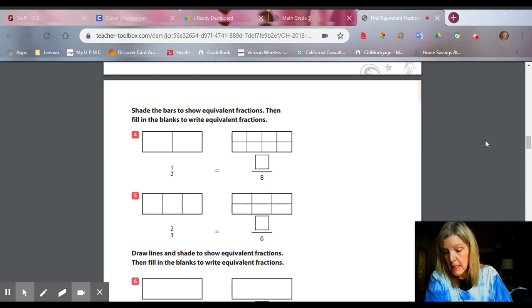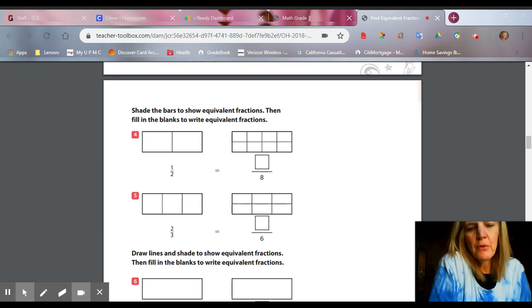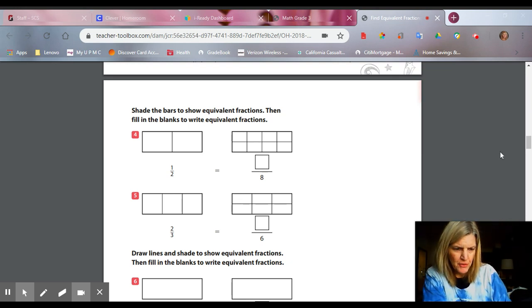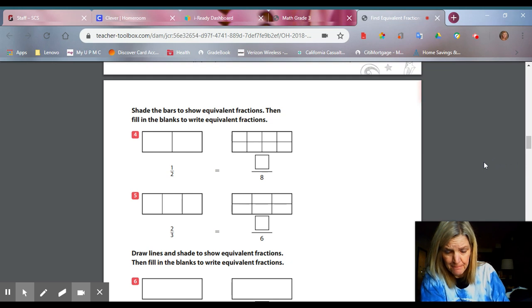All right, you're going to need colored pencils or a crayon or something that's easy to shade with for this page. On page 188, we're going to be shading the bars to show equivalent fractions and then filling in the blanks to write the equivalent fractions. You could use your pencil too. It's not going to be that difficult. The bars are not that big.